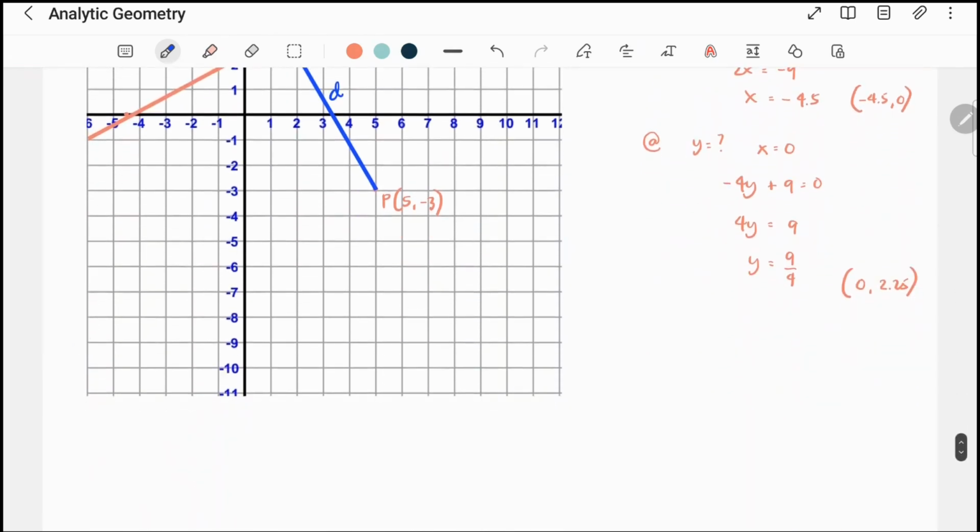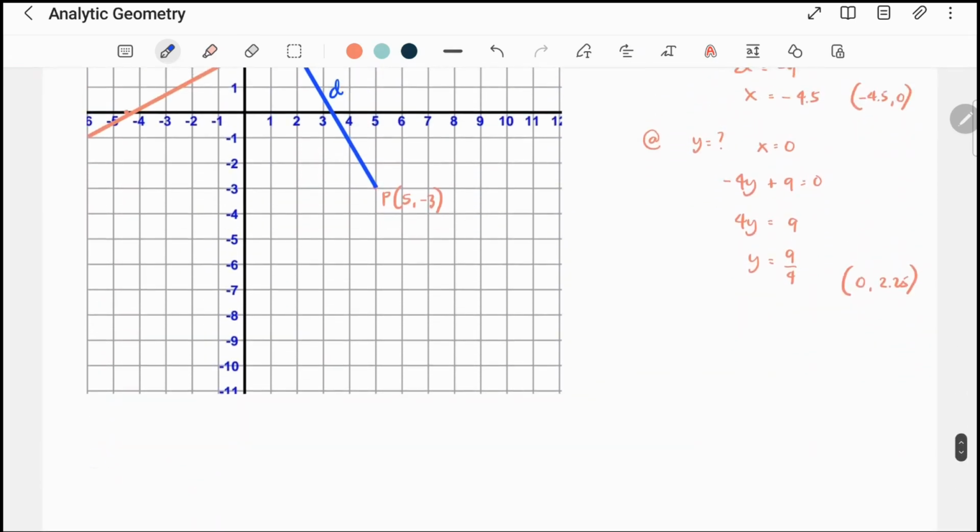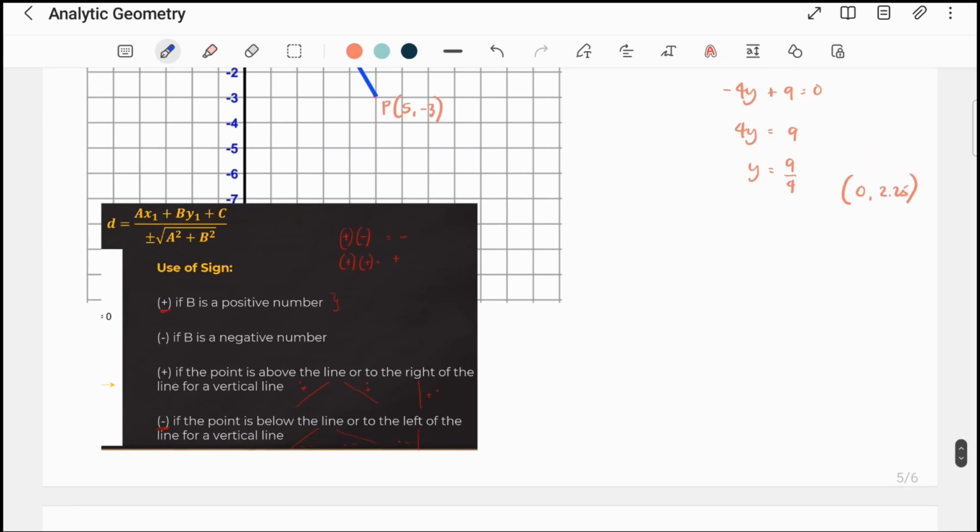Okay? So, the distance, according to our formula kanina. Okay? So, again, ito yung ating formula, guys. So, kanina napag-usapan natin itong formula na to. So, the D, the distance, equals to AX1 plus BY1 plus C divided by plus or minus square root of a squared plus b squared.